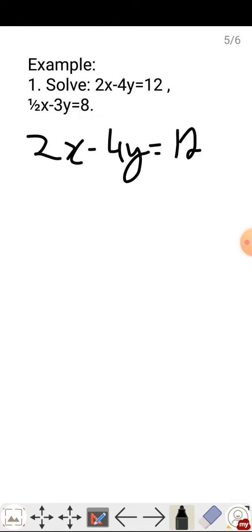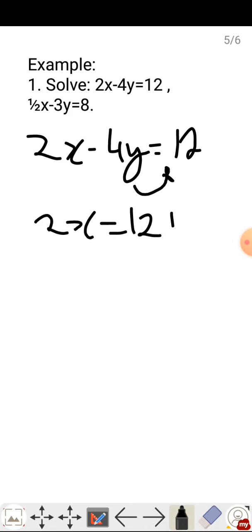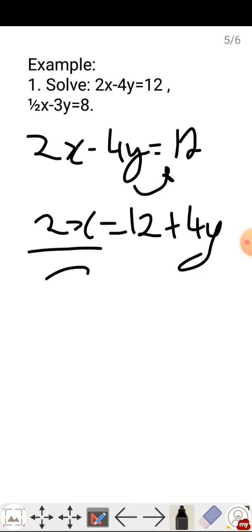So the same procedure, x has to be alone. You have to make x the subject of the formula, right? So the 4y should go this side. So it's 2x equals 12, and now it becomes positive 4y. Okay, so x is still not on its own because it's 2x. So you divide the two both sides.